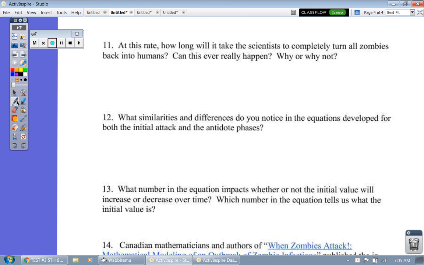Number 11 is a little tricky. It says, at this rate, how long will it take the scientists to completely turn all the zombies back into humans? Well, if you go back to your graph, it looks like this, and you'll see that this is 0 on the x-axis right here. This line will get really close to 0, but it'll never hit it.